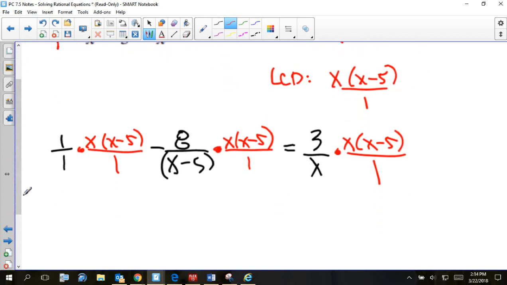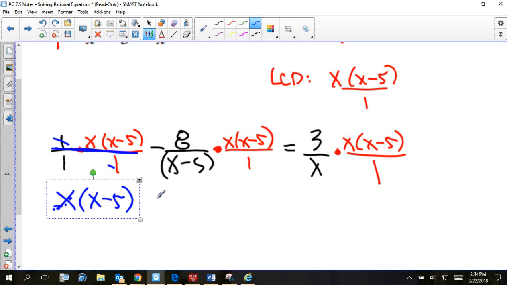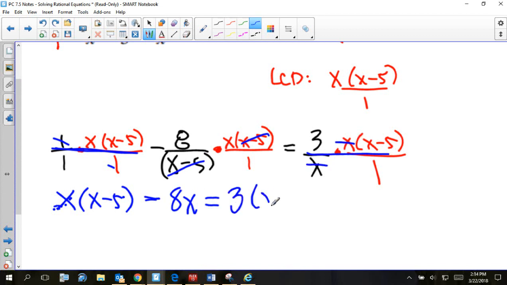Multiply every part by LCD over 1. When you multiply, something should be canceling. So look here. What cancels? Not really anything, but x times x minus 5 is left over. We have minus 8x. The x minus 5 is canceled. Equals, over here, we multiply these, and the x's cancel. 3 times x minus 5. And then we have no more fractions. Yay! And it's just like algebra 1 solving.